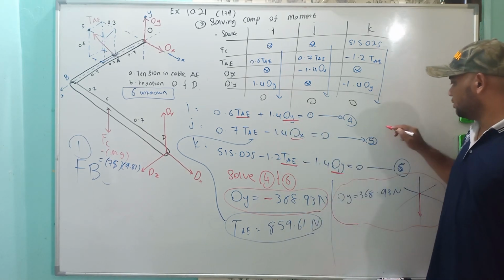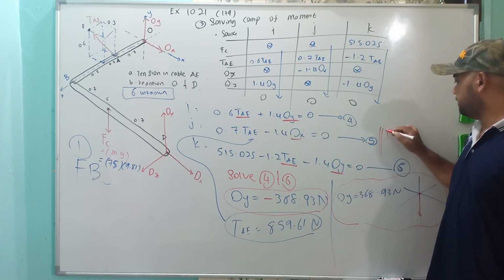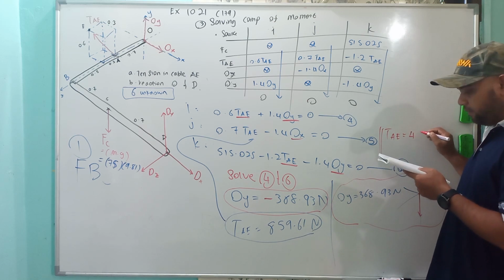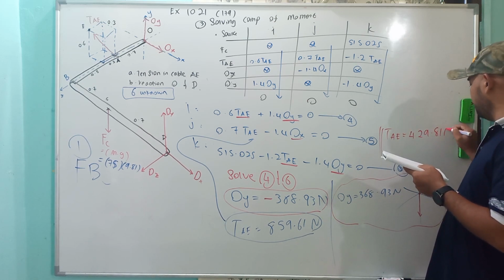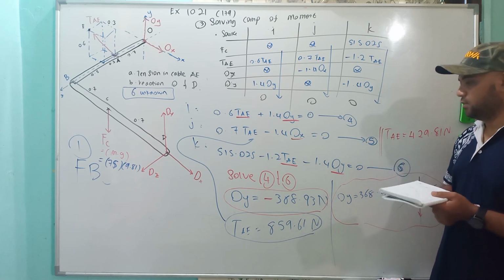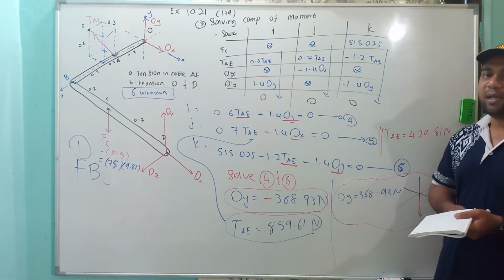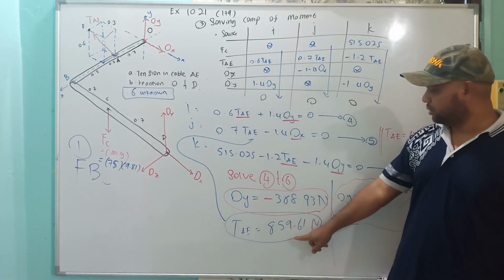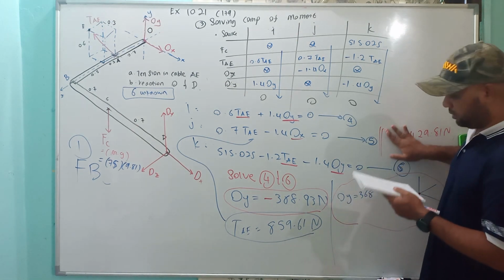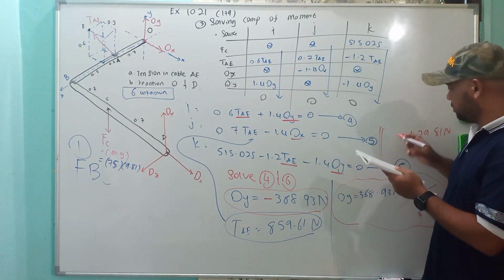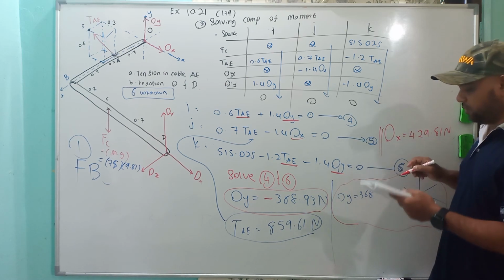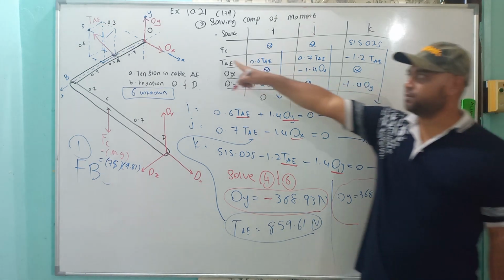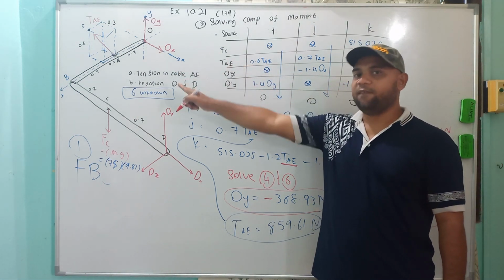Now you have the TAE, so you put in this one, you will have TAE equal to 429.81 Newton. Okay, positive meaning that same as this one. Oh, sorry, this is OX, 429.81. So OX also positive direction, same as our assumption. So OX positive, TAE of course has to be positive.